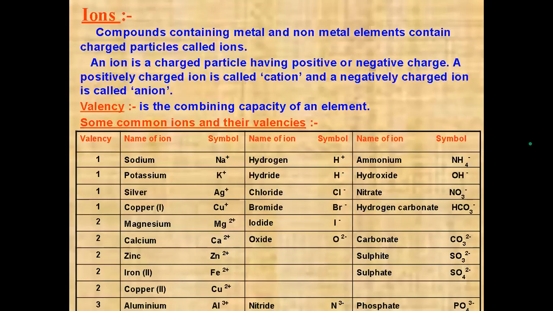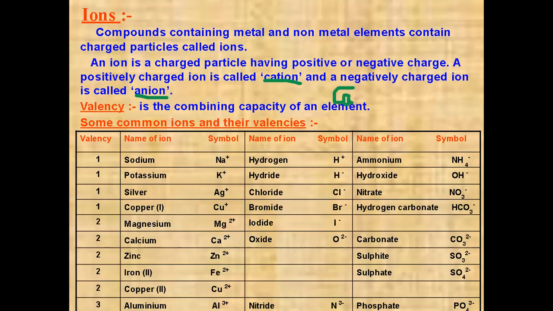Very easy topic. Ions. We have learned this in our 8th class about ions, right? Compounds containing metal and non-metal elements contain charged particles called ions. An ion is of two types, cation and anion. Cation is the positive charge and anion is the negative charge. You people get confused between these two terms, right? So I'll give you a very easy trick to remember them.